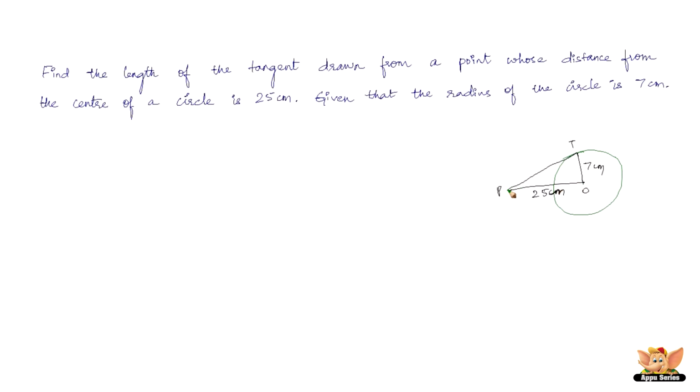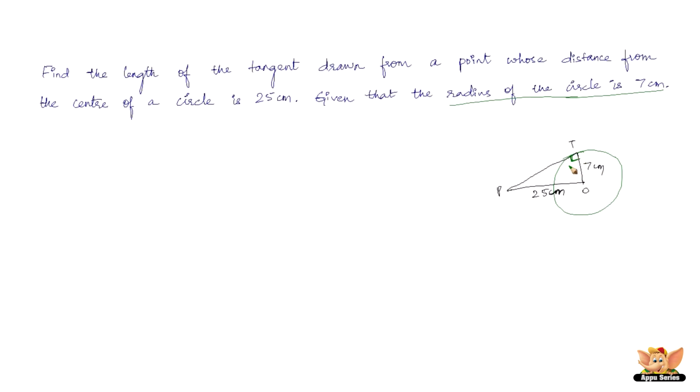Now this is the point from where the tangent is drawn, and the distance of this point from the center of the circle is 25 centimeters, and given is the radius of the circle, which is 7 centimeters. So with this data, you need to find the length of the tangent. Again, it's not very different. The tangent is perpendicular to the radius through the point of contact. So here it is. Here is the perpendicularity.